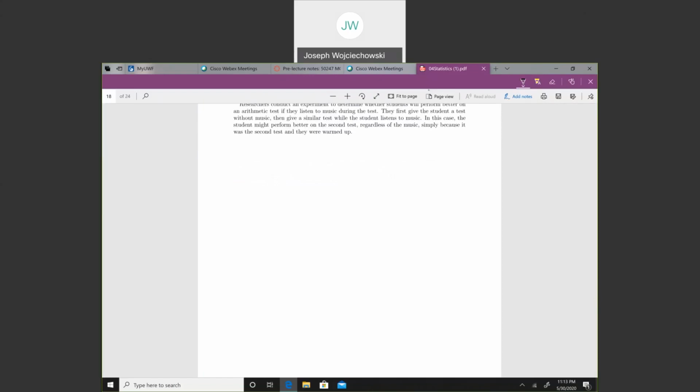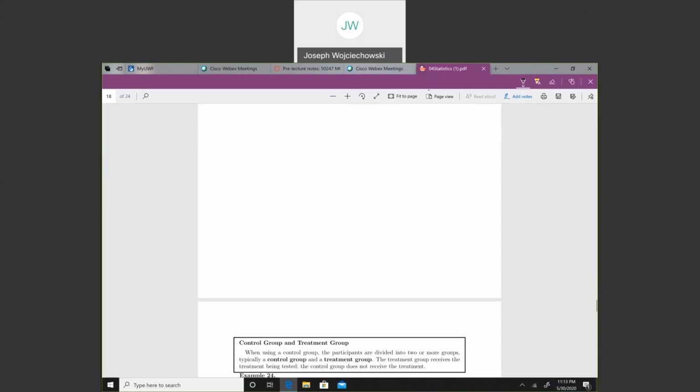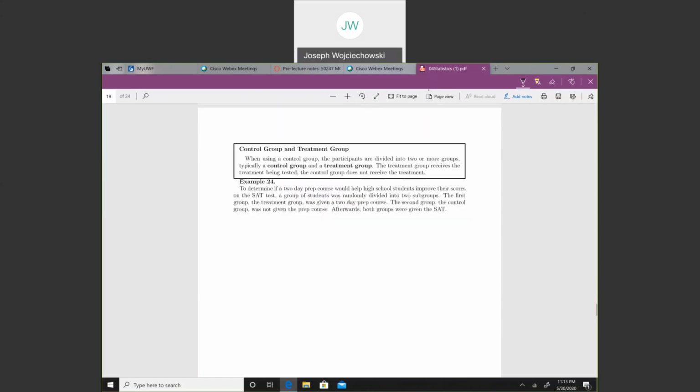One way to get through that would be to have two groups, which is our next concept, control group and treatment group. When using a control group, the participants are divided into two or more groups, typically a control group and a treatment group. The treatment group receives the treatment being tested. The control group does not receive the treatment.